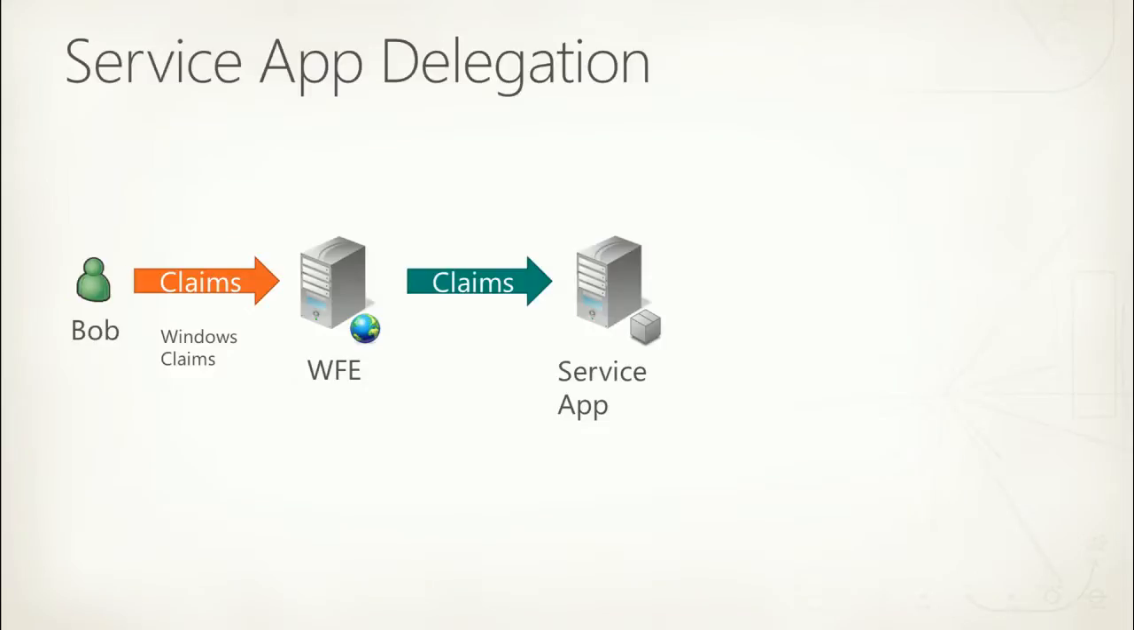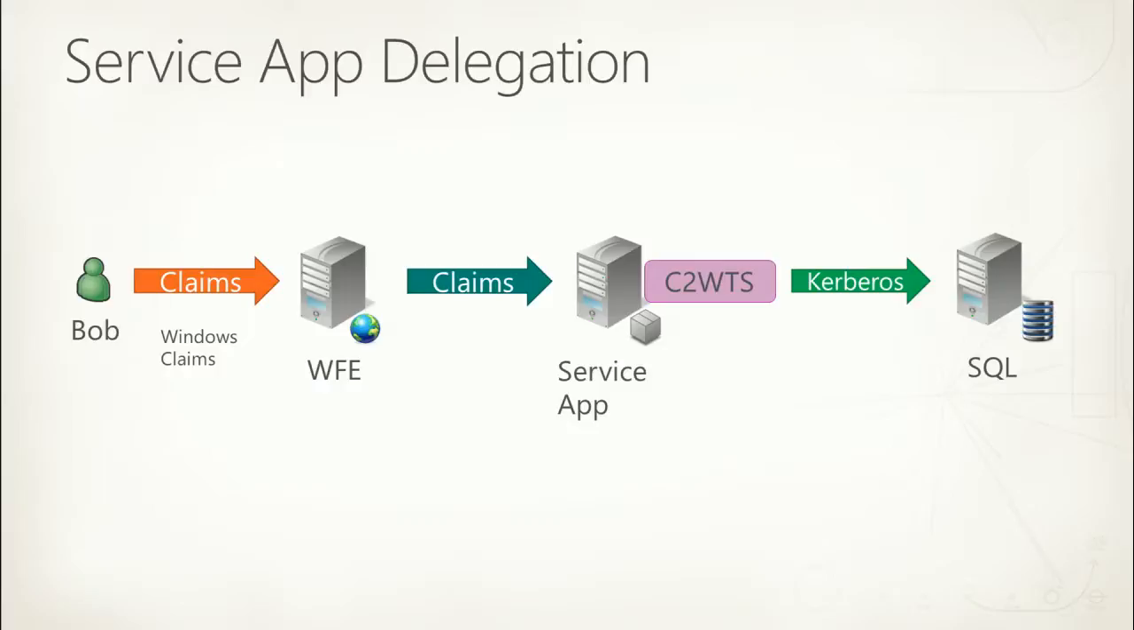The web front end then is going to service that request, and it's going to talk to the service application server. The service application server at that point only has Bob's claims. It does not actually have a Windows token anymore for Bob. So we don't have an NTLM or Kerberos ticket for Bob. So at some point, we have to authenticate with SQL. I can't pass back that claim set to SQL, so I need to go off and get a Kerberos ticket.